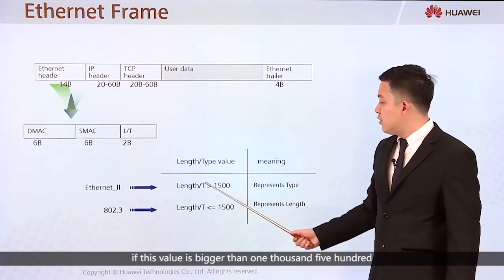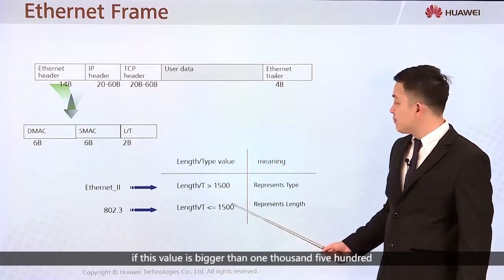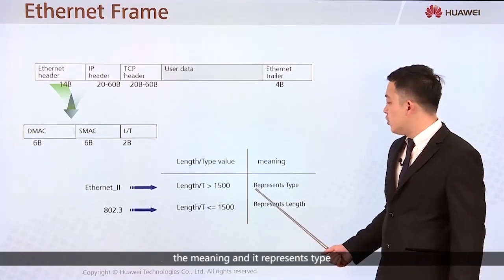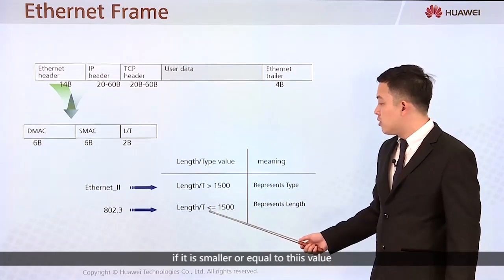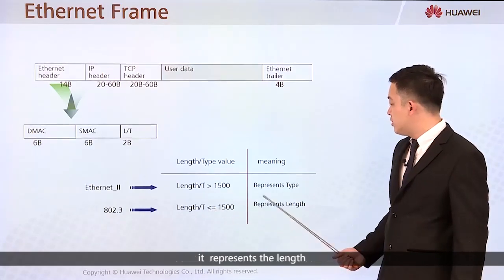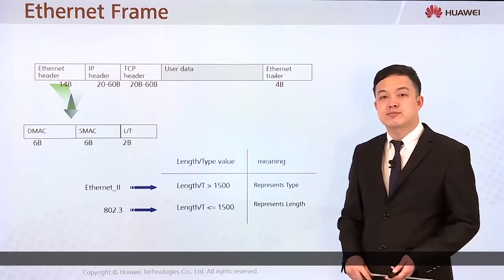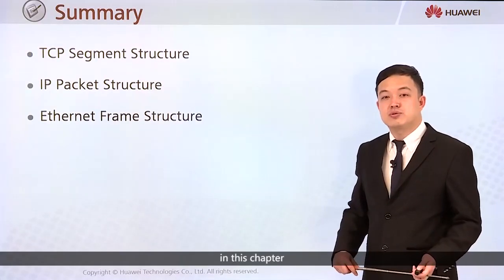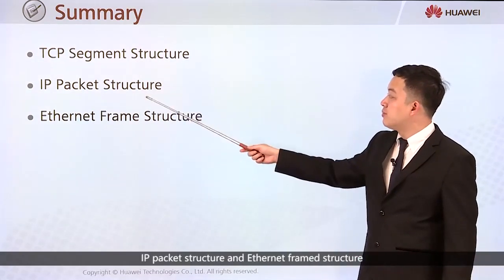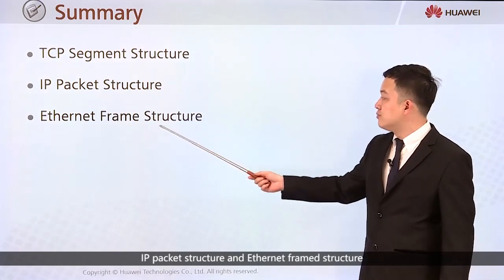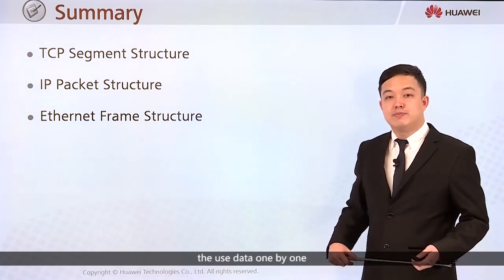The length type value has this meaning: if this value is bigger than 1500, it represents the type. If it is smaller than or equal to this value, it represents the length. In this chapter, we have learned the TCP segment structure, IP packet structure, and Ethernet frame structure. They encapsulate the user data one by one.